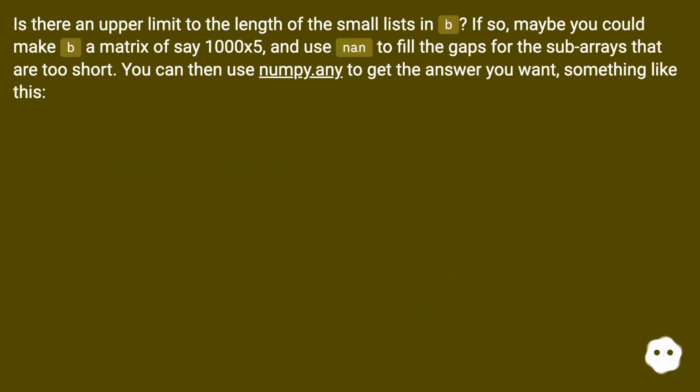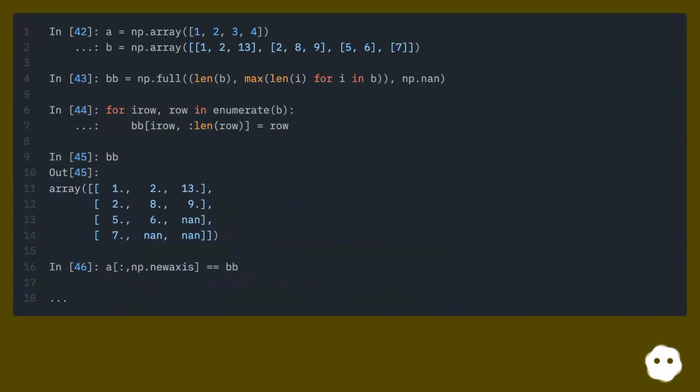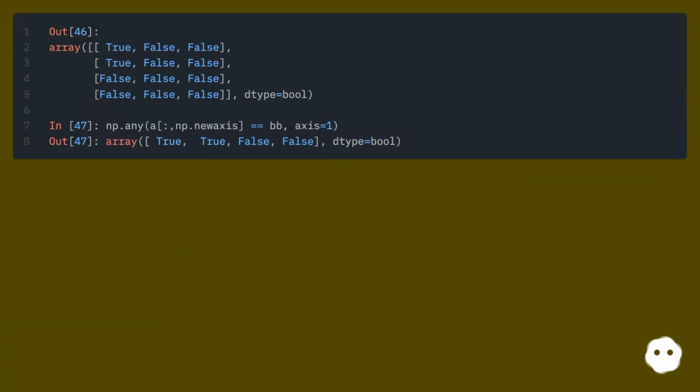Is there an upper limit to the length of the small lists in B? If so, maybe you could make B a matrix of say 1000 by 5, and use nan to fill the gaps for the subarrays that are too short. You can then use numpy.any to get the answer you want, something like this. No idea if this is faster for your data.